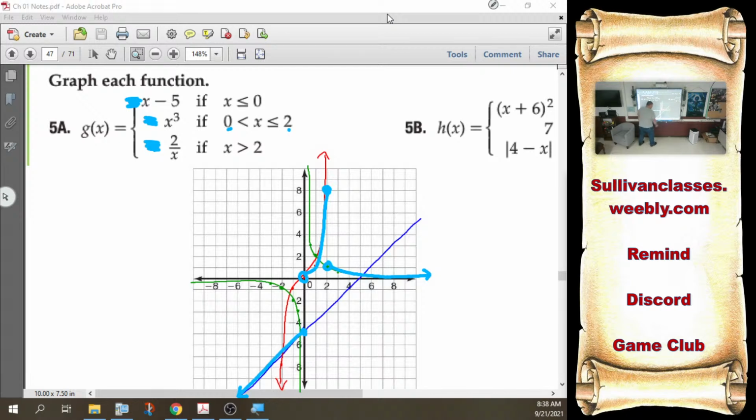So if that's the part that matters, then I'd come back and erase all of this little stuff that doesn't matter. Come back and erase everything else because it no longer matters. And there's your graph. Okay? Did you get it? Yes. Cool.